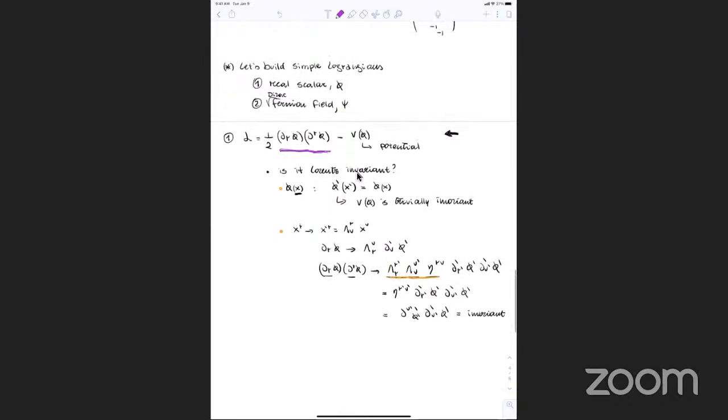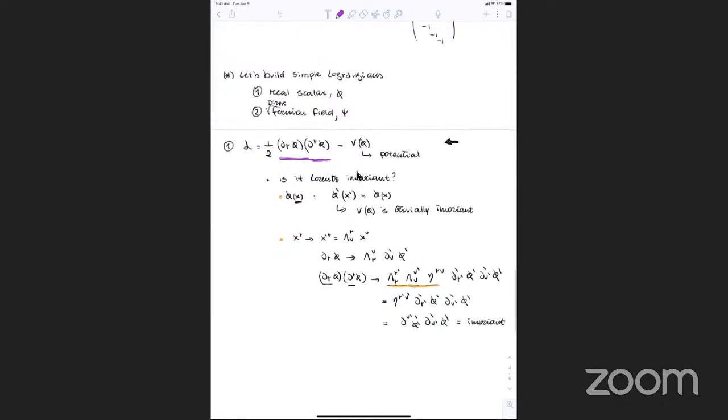Ma'am, I have a question. You have said that in order to check that the Lagrangian is Lorentz invariant, the V of phi has to be trivially invariant. But usually when we make a model, we check for the minimization of the potential part under the symmetry that has been considered. So why is it done, and how is it different from this concept?